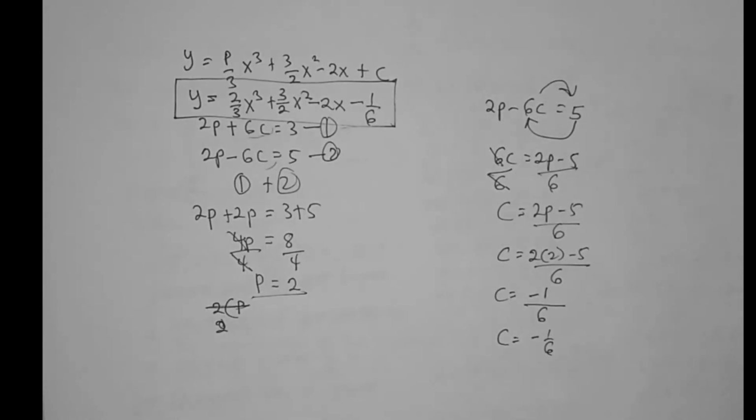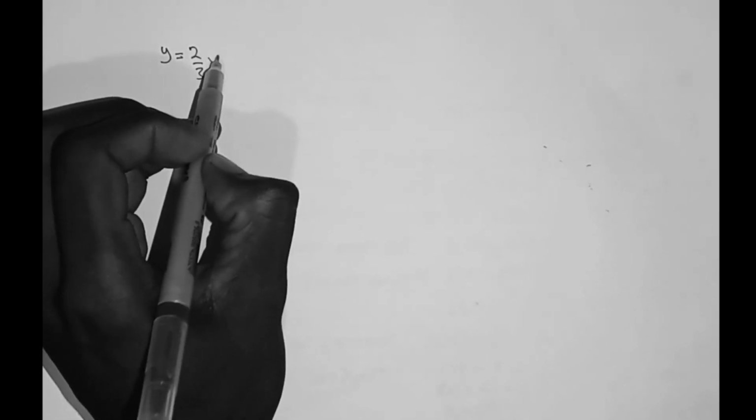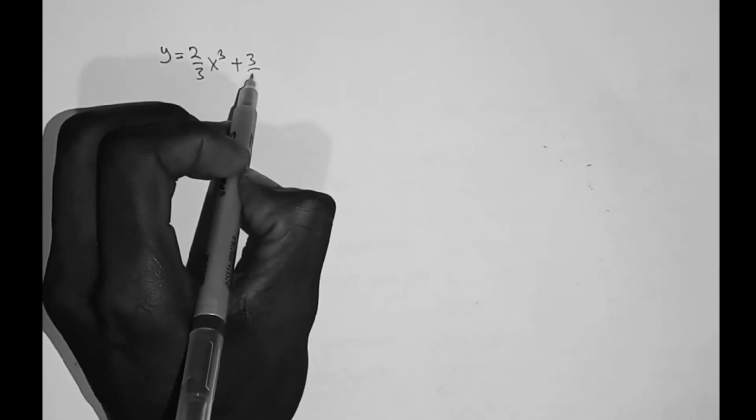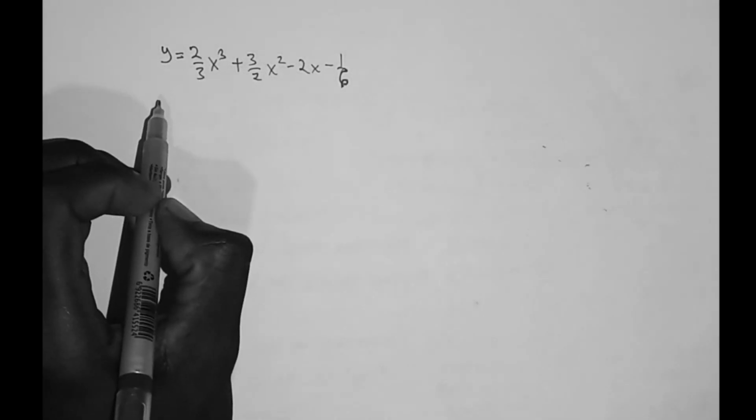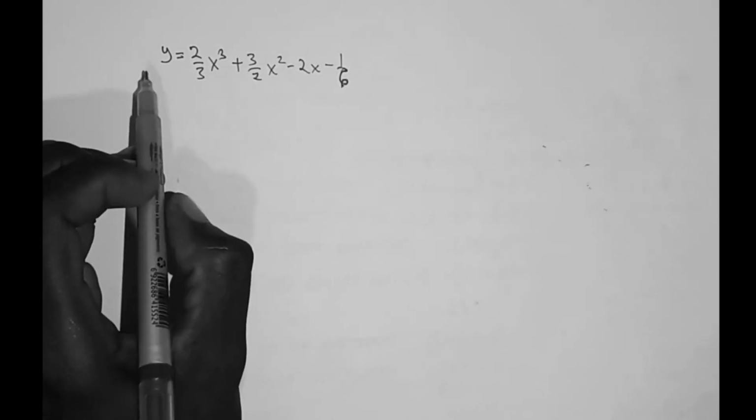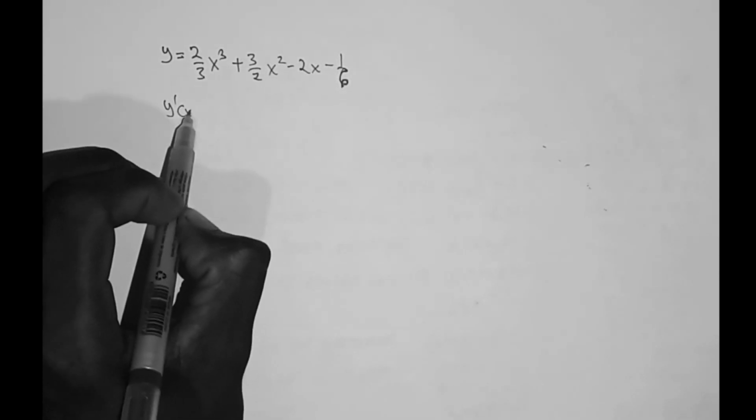The second portion of the question says we should find the coordinates of the maximum point. So to find the maximum point, what we need to do is to find y prime. So y is equal to 2 over 3 x cubed plus 3 over 2 x squared minus 2x minus 1 over 6. To find the maximum point, we need to first find y prime of x. So let's differentiate this function.